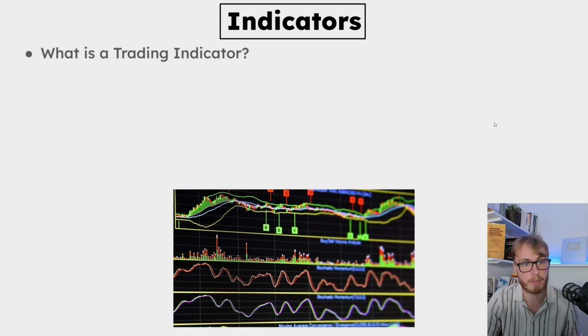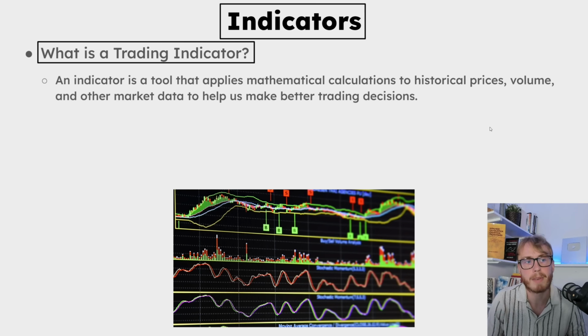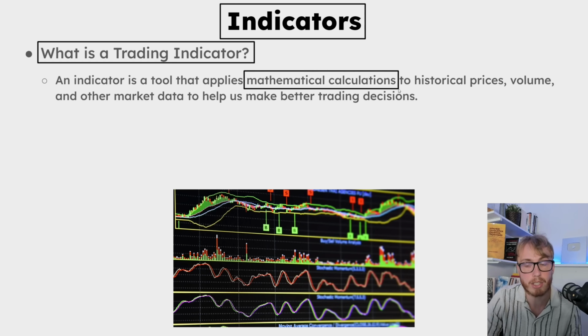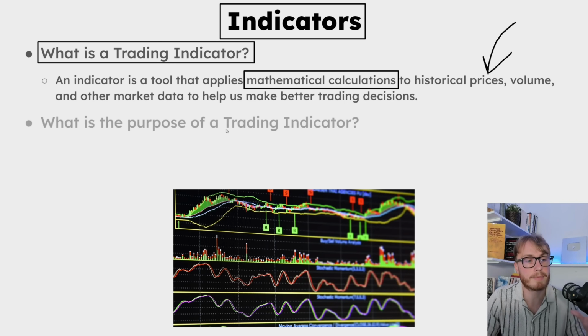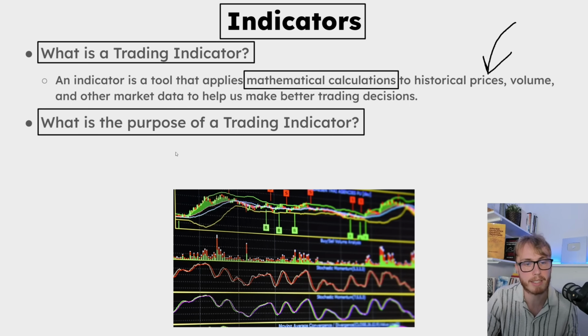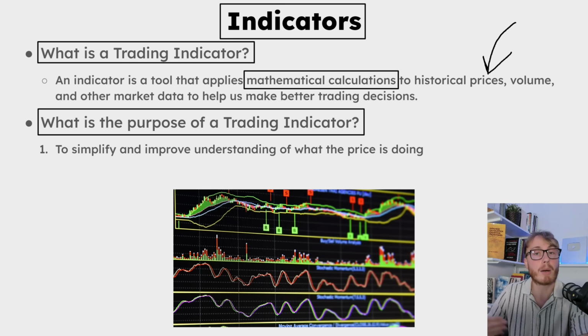So, first of all, what is a trading indicator? Well, in simple terms, an indicator is a tool that applies mathematical calculations to historical prices. Indicators can also use, for example, volume and other market data, but most indicators base their calculations on the price. And what is the purpose of a trading indicator? Well, first and foremost, we use trading indicators to simplify and improve our understanding of what the price is doing.